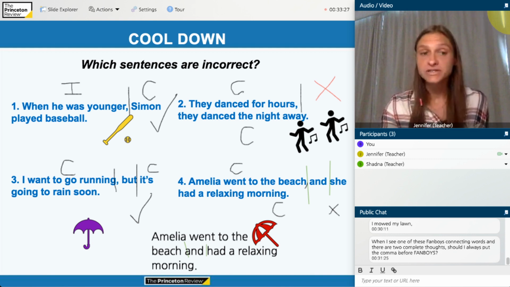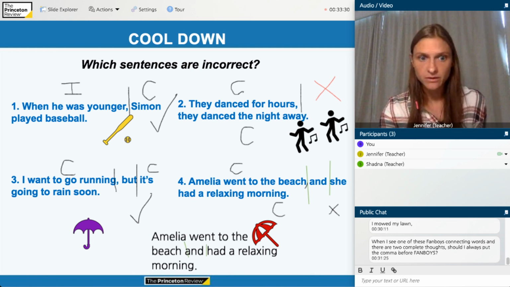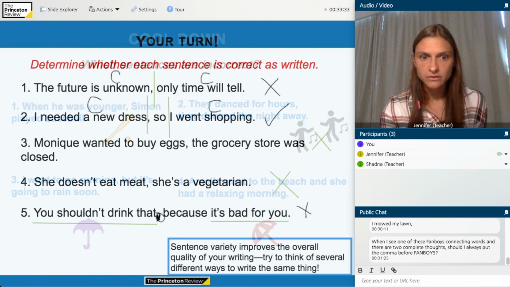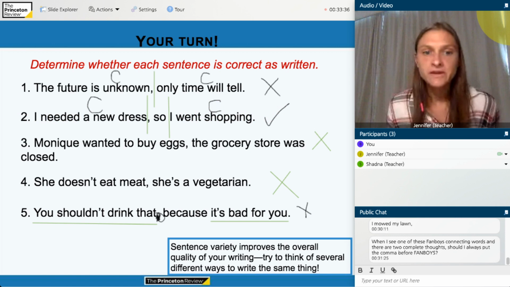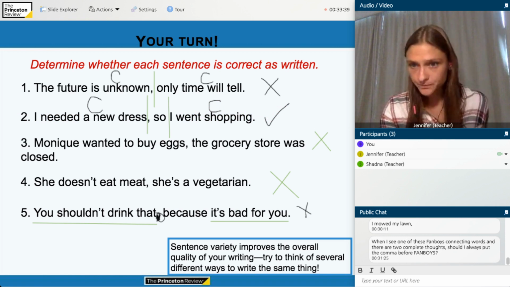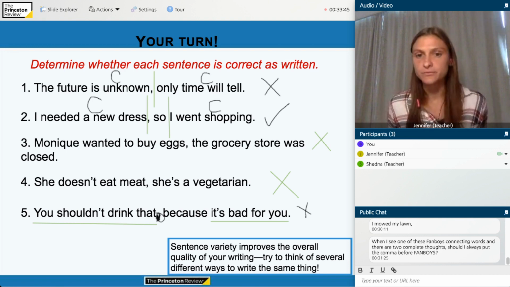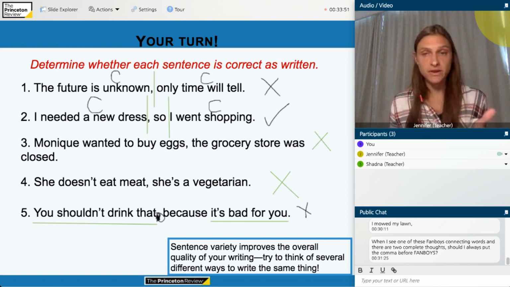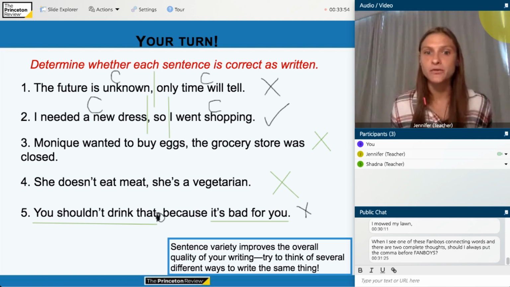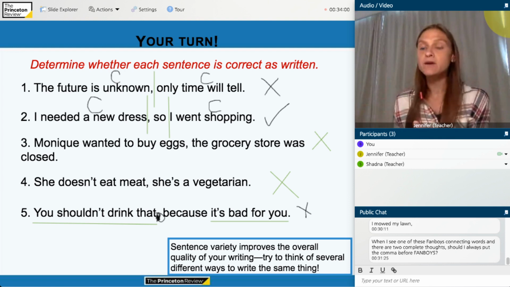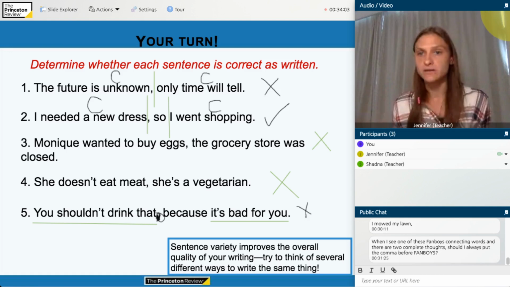And I will go back to number 5 on the previous slide now. So, okay, that was the one that said you shouldn't drink that because it's bad for you. So really the only problem with number 5 is that you don't put the comma before the because. That's another common mistake that a lot of people make, whereas your coordinating conjunctions, the fanboys, for, and, nor, but, or, yet, so, those guys always get a comma before them when they're being used to separate two complete ideas. But because is a subordinating conjunction. It's a different kind of conjunction. And it does not get the comma before it in the middle of the sentence. In fact, it's not going to have a comma before it.